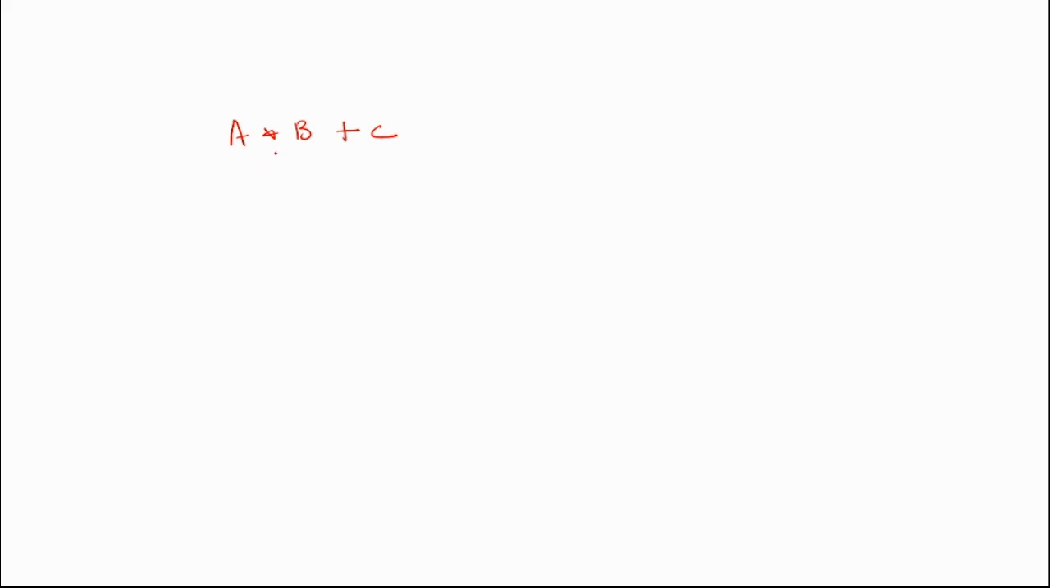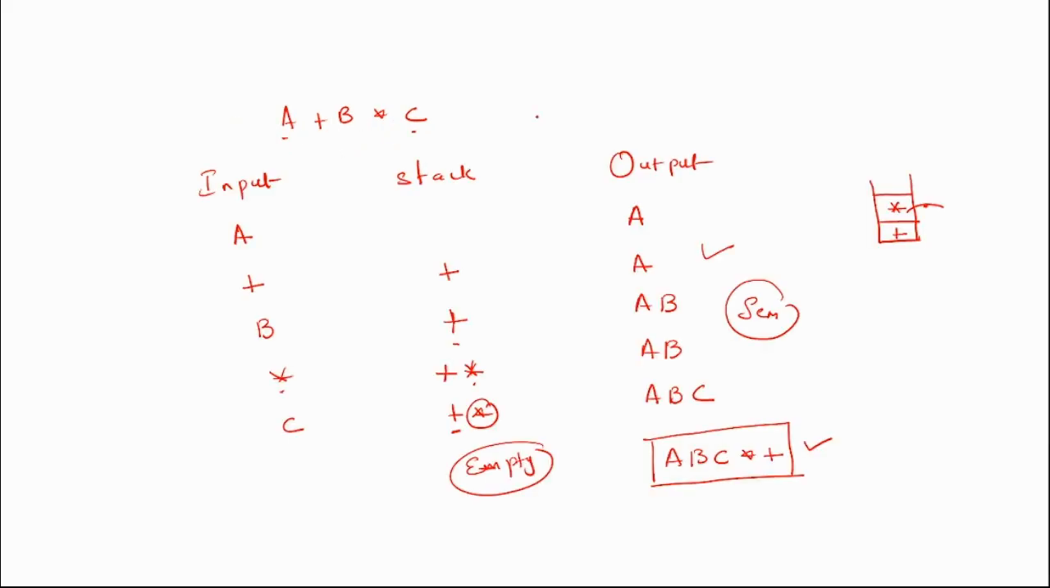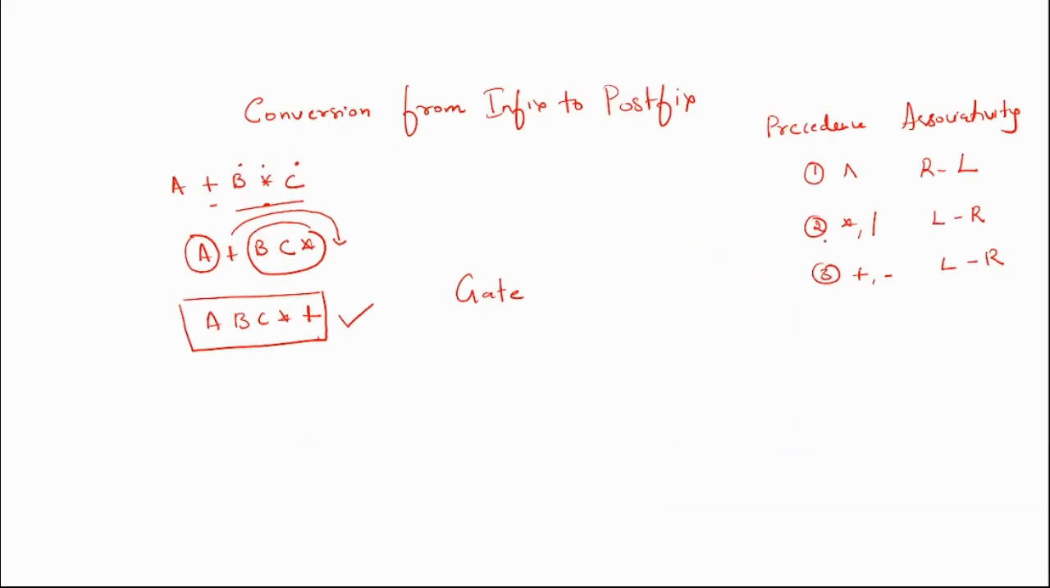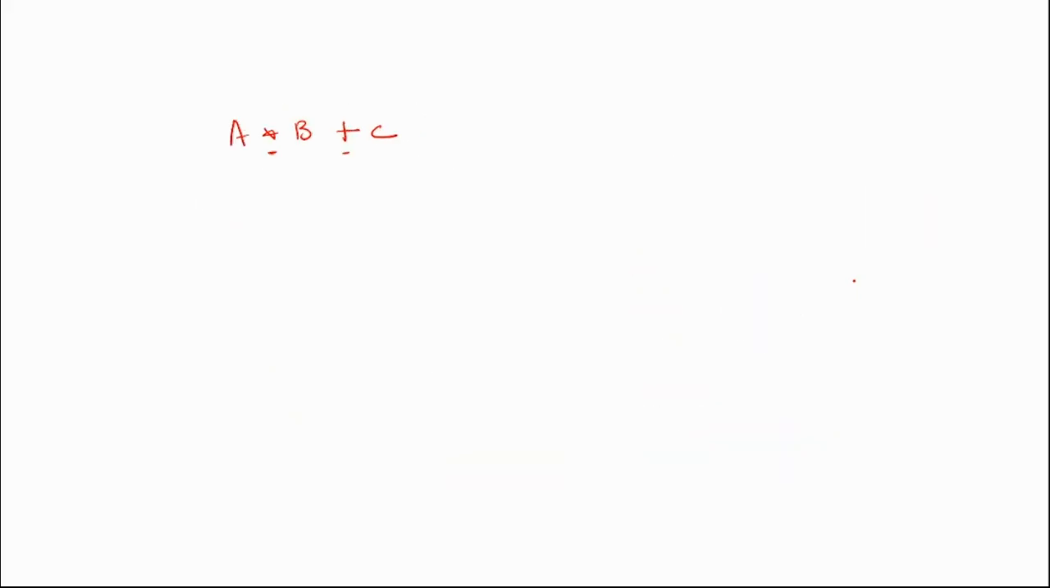Therefore here, as we know, multiplication has greater precedence than plus. As we already saw previously, multiplication's precedence is 2, whereas plus precedence is 3. Therefore multiplication has greater precedence than the plus operator, so we solve this sub expression first.